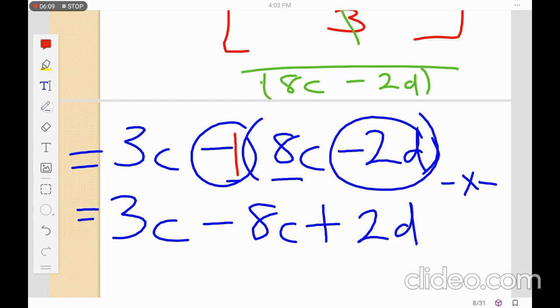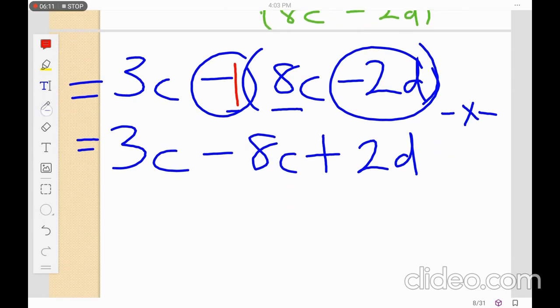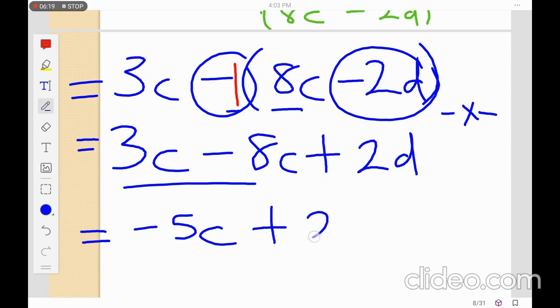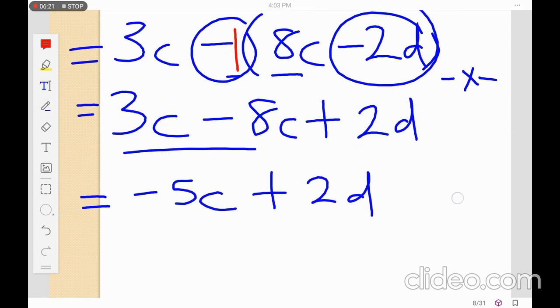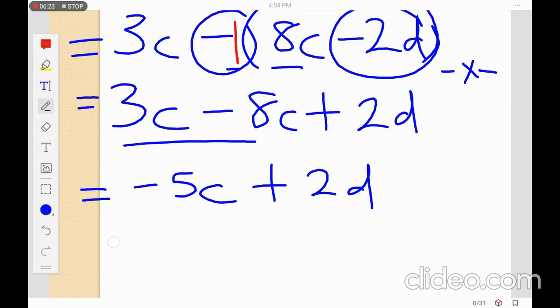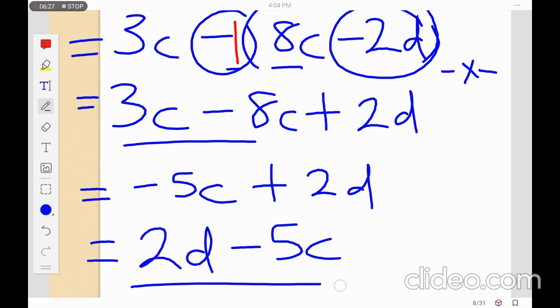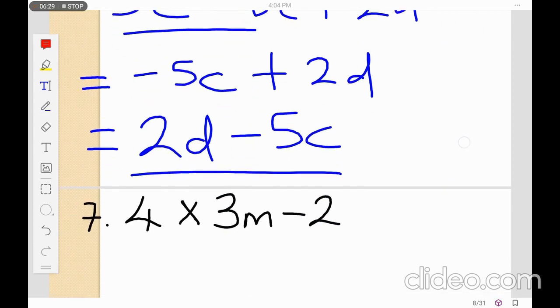Okay, let's do that. So what do we get? Now I have c's here, so I can solve 3c minus 8c, we get minus 5c plus 2d. Okay, but it's normally advisable to write the positive first, so I can say 2d minus 5c is the answer there. Okay, let's do another question.